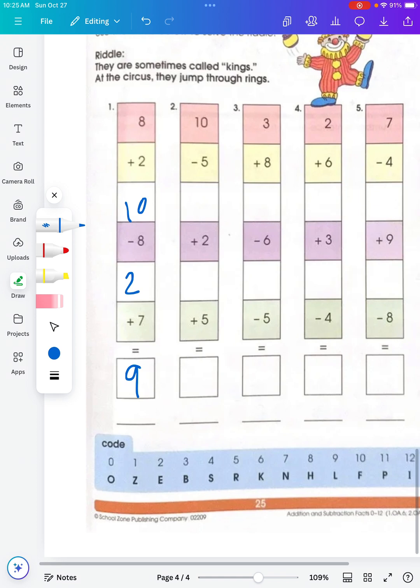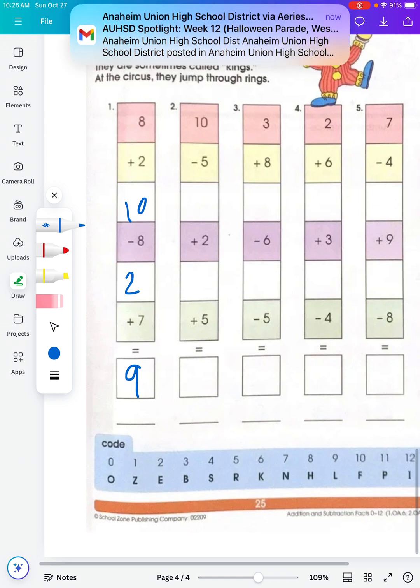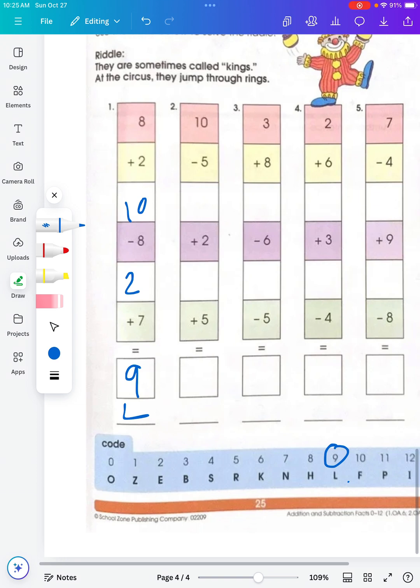So down here, we'll look for the code, which our code is 9. And look, right on the bottom, it's an L. So that will be our answer. And you keep going. So just for an example, but this isn't our actual answer, if our actual answer was 6, then I'll put a K, and so on and so forth.